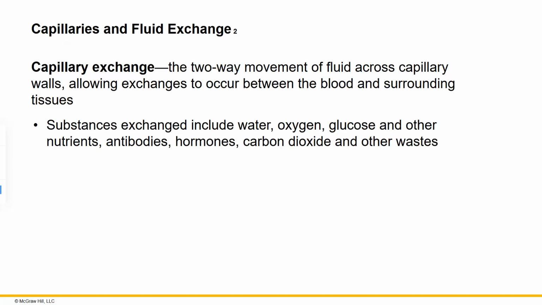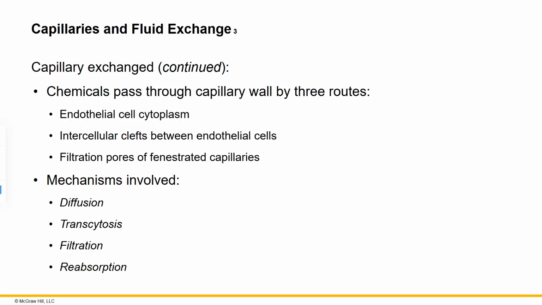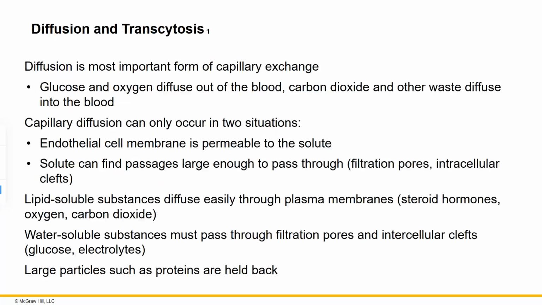Capillary exchange, the two-way movement of fluid across capillary walls, allows exchanges to occur between the blood and surrounding tissues. Chemicals pass through capillary walls by three routes: endothelial cell cytoplasm, intercellular clefts, or filtration pores in fenestrated capillaries. Mechanisms involved would be diffusion, transcytosis, filtration, and reabsorption. These should be a review from general EMP. Diffusion is the most important form of capillary exchange.